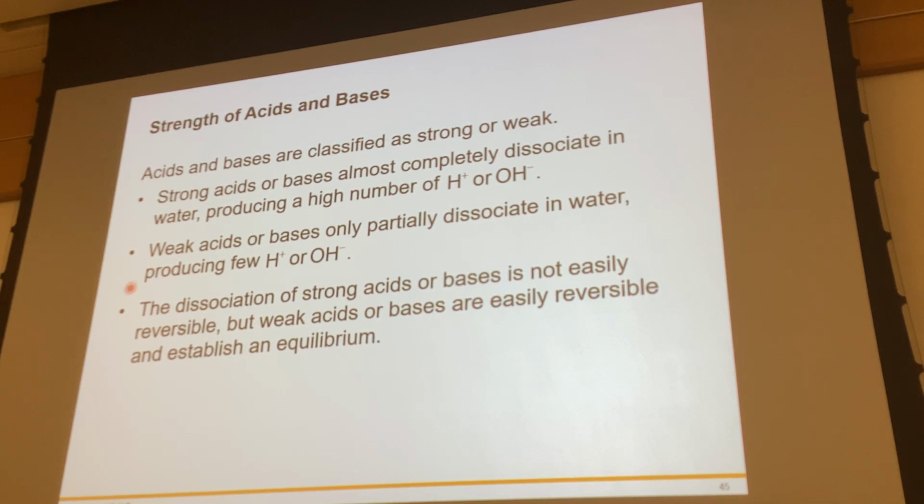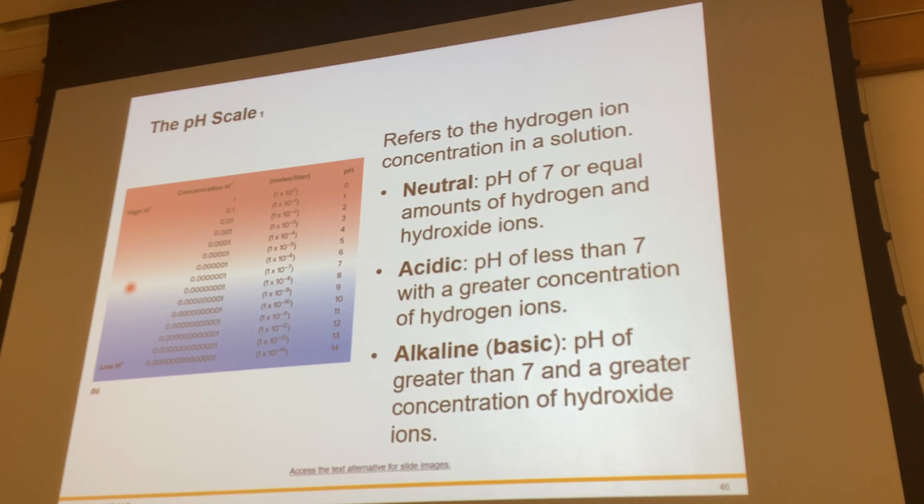The closer you are to 7, the weaker the acid is, or the weaker the base is. The further away you are from 7, the stronger the acid is, or the stronger the base is. We're going to be particularly interested in acids. If you look right here where my pointer is, this is what I just said. If it's at 7, then the concentration of those two ions is the same. If the pH is low, 1 or 0 or 2, then the concentration of hydrogen ions is much, much greater than hydroxide. And if the pH is high, 13 or 14, the concentration of hydroxide is much greater than hydrogen ions.